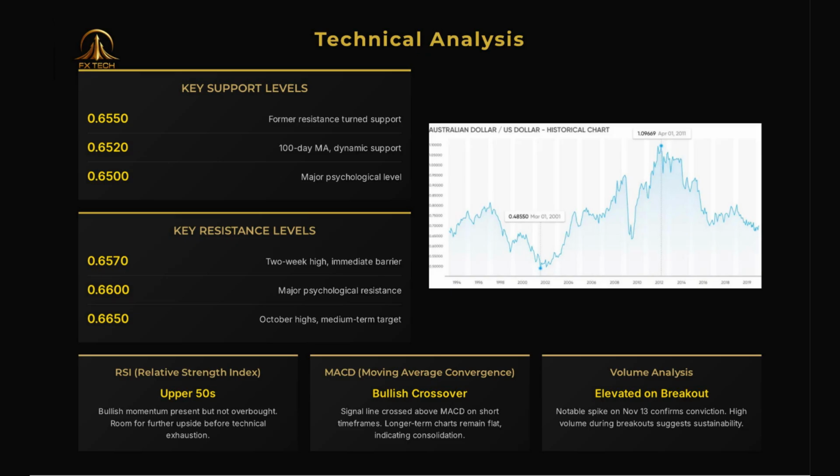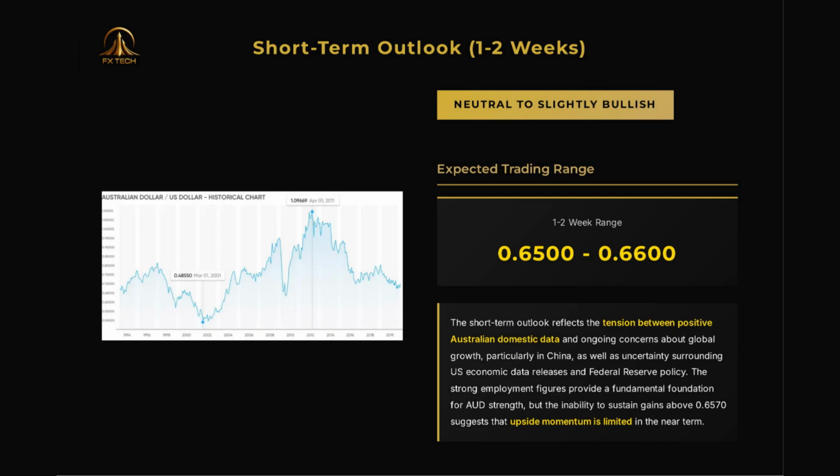However, momentum indicators show limited conviction, reflecting the fundamental uncertainty. The 50-day moving average is converging with price, suggesting a potential breakout in either direction is approaching. Traders should watch for a decisive break of the 0.6500 to 0.6600 range to establish directional conviction. For the next 1 to 2 weeks, we maintain a neutral to slightly bullish bias for AUD/USD.